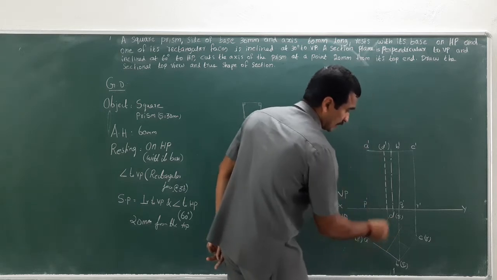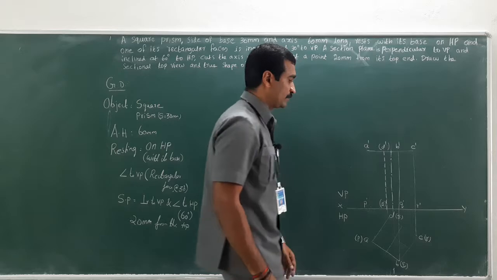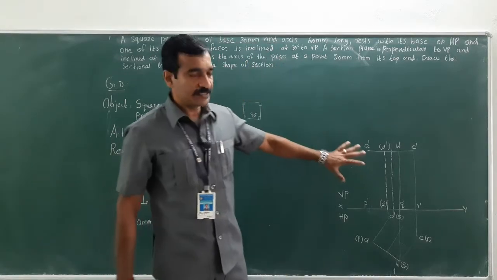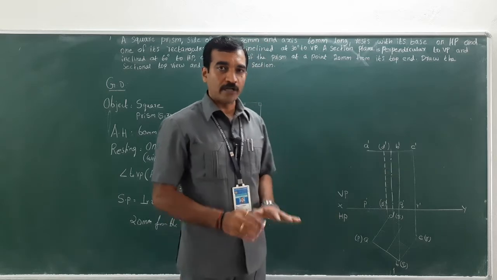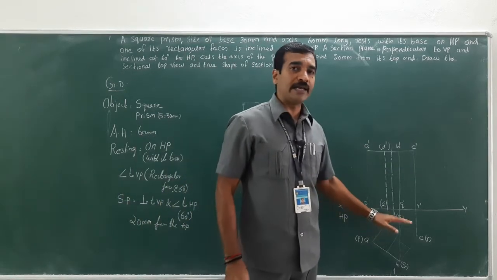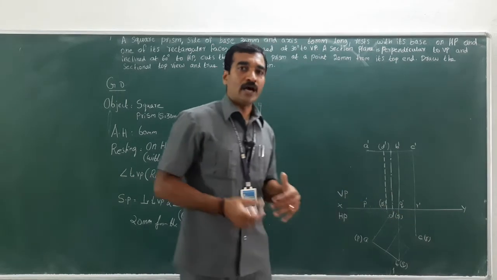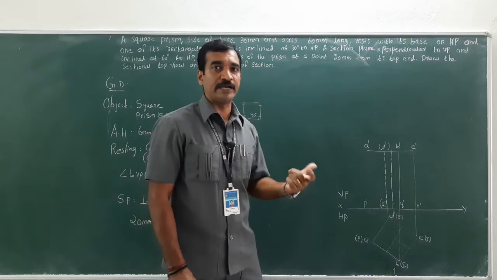S is invisible, isn't it? So S can be captured within the bracket. So this is the projection, that is the top view and the front view has been drawn based on the condition, that is the rectangular face is inclined 30 degree and the object is resting on HP, axis height of 60 mm and side of 30 mm.